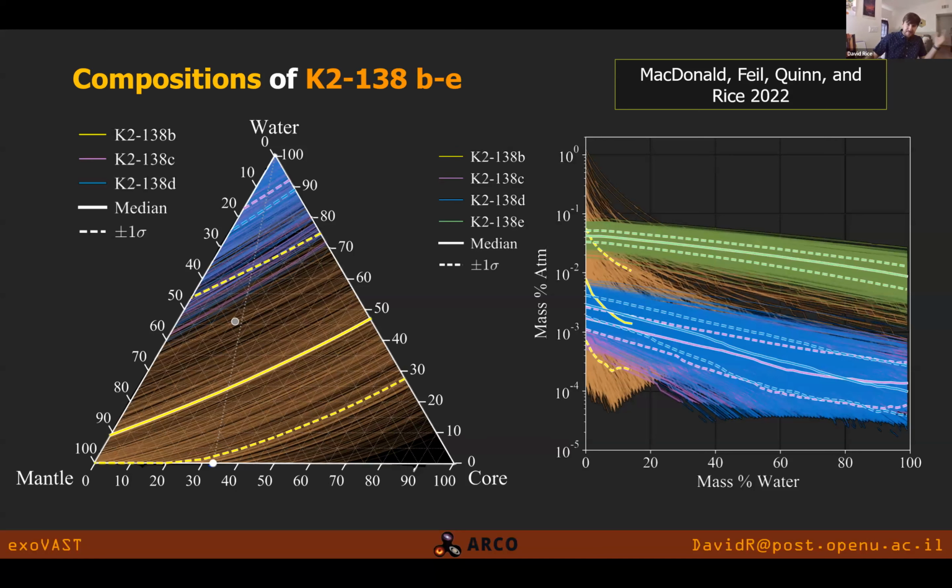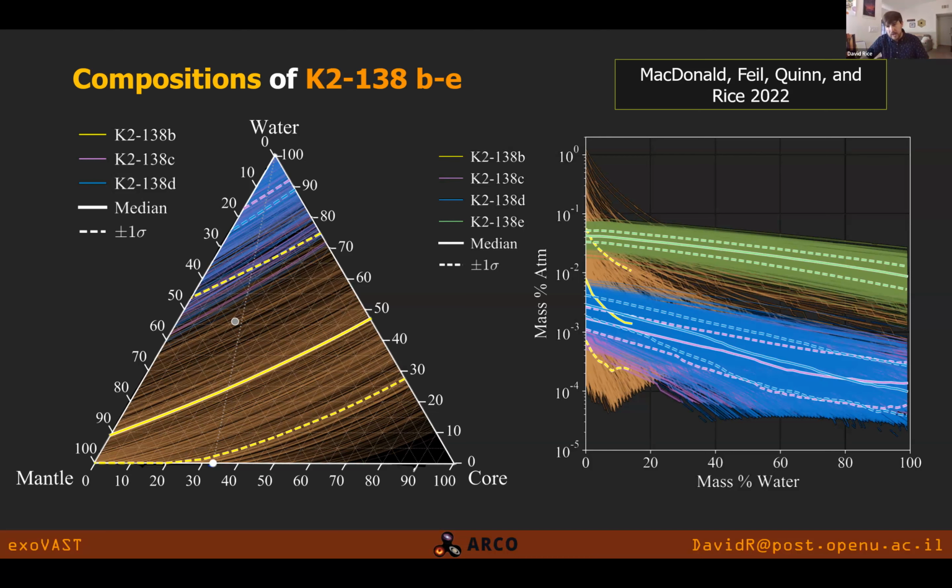TRAPPIST-1F, amazing measurement. We can do bigger planets if you put the right caveats to it. Here in McDonald, Fail, Quinn, and Rice 2022, I found the compositions of K2-138 B through E. That work is focused on finding the resonant, confirms the resonant structure of K2-138, and then uses that resonant structure to confine the masses by just a little bit. So we solve the composition and we find K2-138b can be solved with these 3-layer water mantle core planets, while the outer planets really need an atmosphere to match those masses and radii.